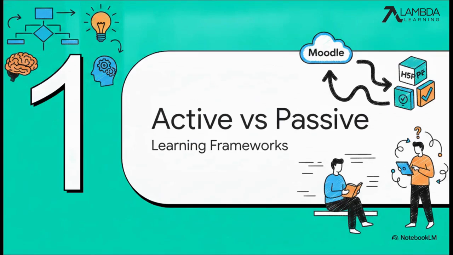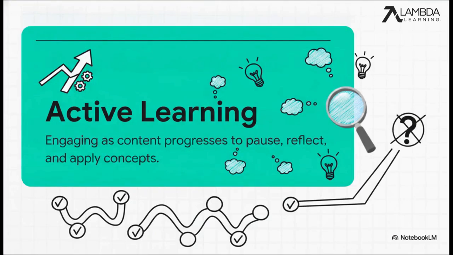Section 1, active versus passive learning. Okay, so this right here is the core philosophy behind why integrating H5P is so incredibly effective. Active learning is all about engaging with the content as it progresses. It literally forces learners to pause, reflect, and apply concepts at the exact moment they're being taught. Contrast this with the old-school method of passively dumping a ton of complex concepts on a learner and then waiting until the very end of the module to test them. I mean, by then, all the important nuances are completely gone. Active learning demands that they participate in the journey.